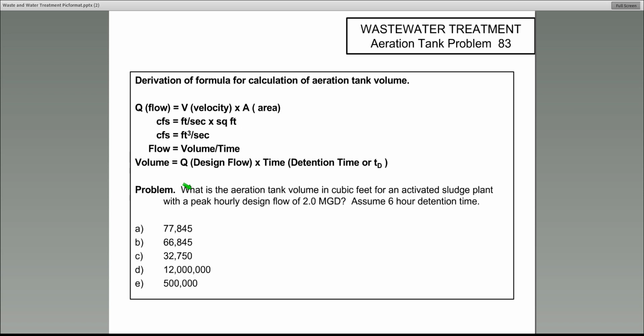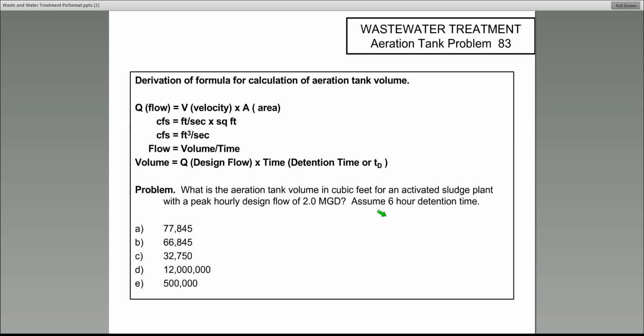And what is the aeration tank volume in cubic feet for an activated sludge plant with a peak flow of 2 MGD? So you have a peak flow of 2 MGD. Now we're going to assume a 6-hour detention time. Where did that come from? Go back to that table. It's somewhere between 3 and 8 hours is the detention time. So 3 and 8, the average would be 5.5. I just rounded it off to a 6-hour detention time. Usually that may be given. If not, I would use a 6-hour detention time.